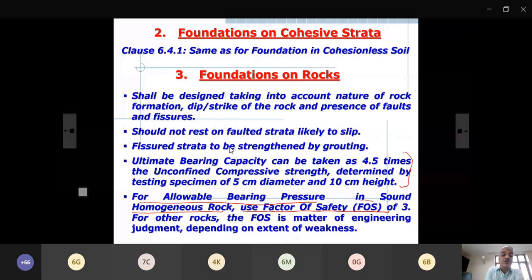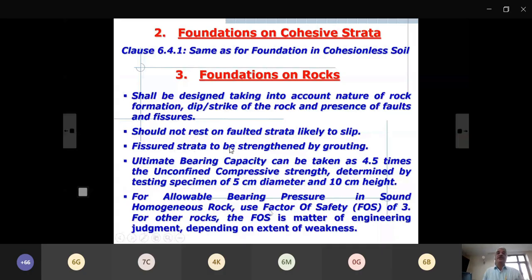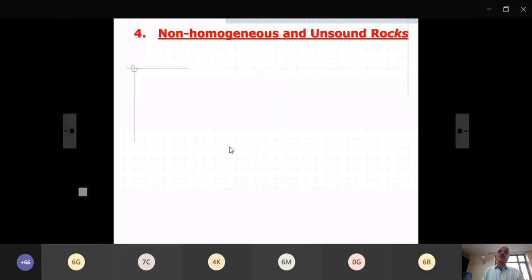Then for other rocks, let us say your rock is not very homogeneous, it has some joints, then factor of safety is a matter of engineering judgment depending on extent of weakness. If it is very weak, we go up to 3.5 or 4. So it is a matter of engineering judgment, how much factor of safety we must apply. That was for mostly homogeneous rocks.